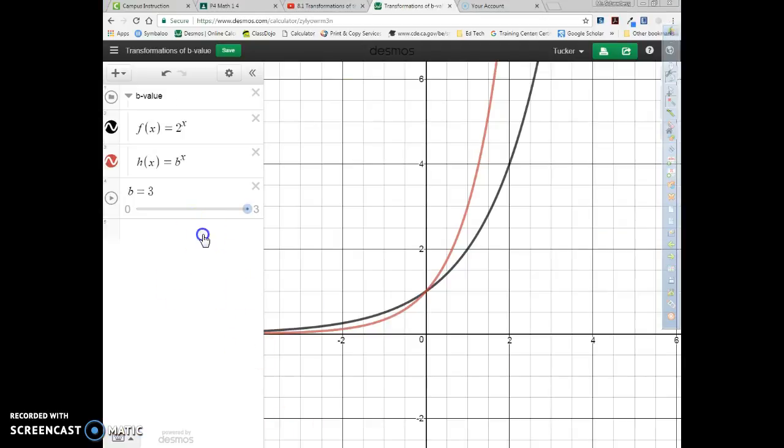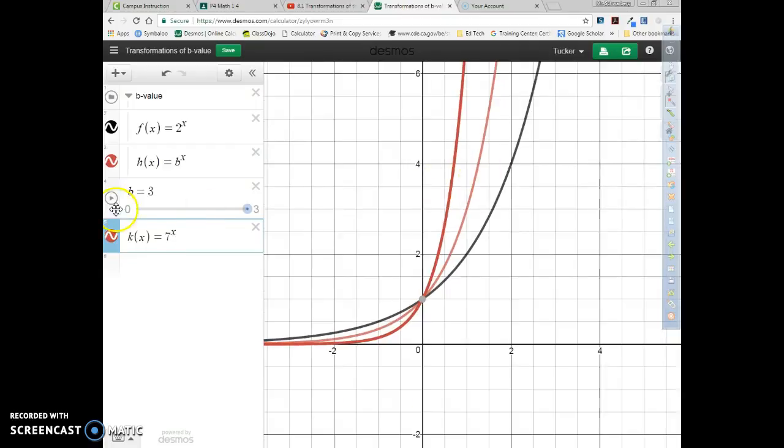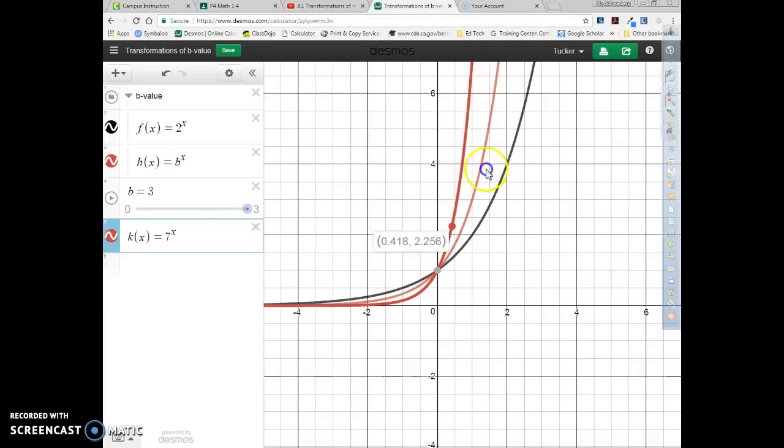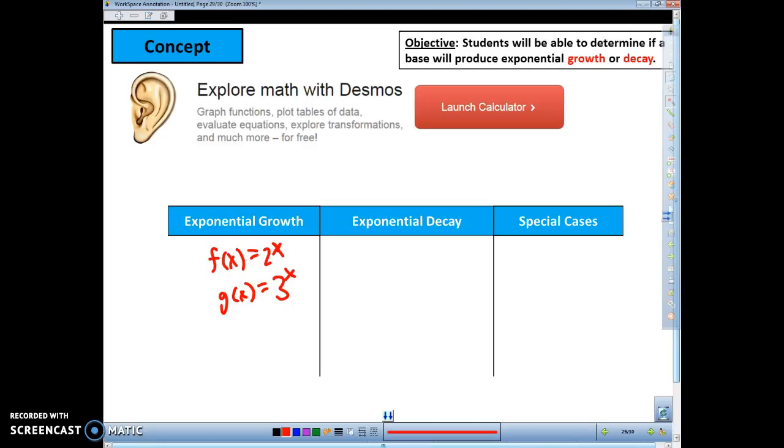And I'm going to punch in another one too. I'm going to say k of x equals 7 to the x. Notice that this one becomes, right, even steeper. So this is exponential growth. So I say here k of x equals 7 to the x.